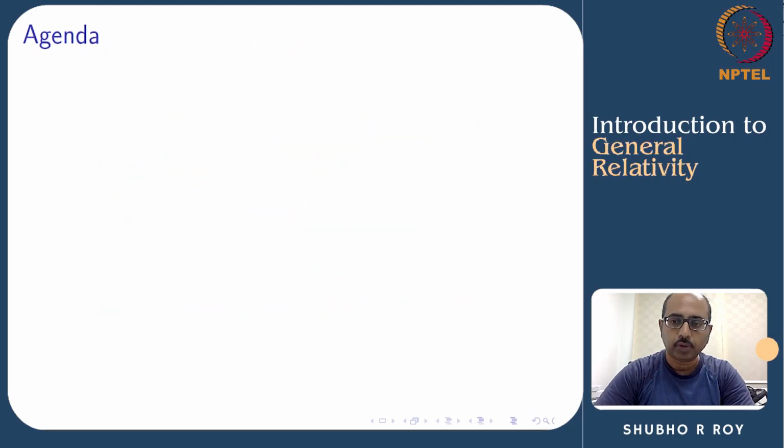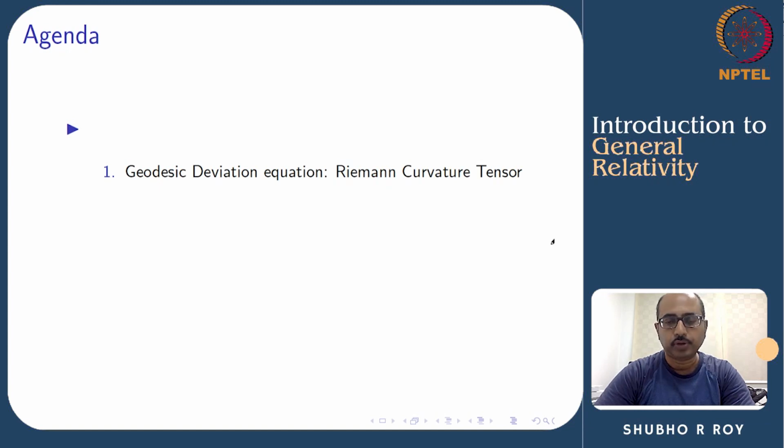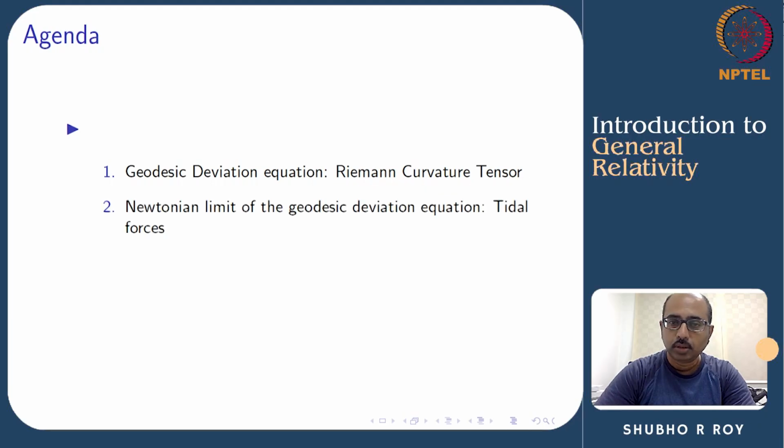All right, let's review what's on the agenda today. First, I will introduce the geodesic deviation equation, which will lead us to the fundamentally important quantity in general relativity, which is the Riemann curvature tensor. And we will take the Newtonian limit of the geodesic deviation equation. Remember from last week, we had already introduced the Newtonian limit, and we will identify some components of the Riemann curvature tensor with the tidal forces in Newtonian gravity. So the Riemann curvature tensor represents the tidal force tensor.